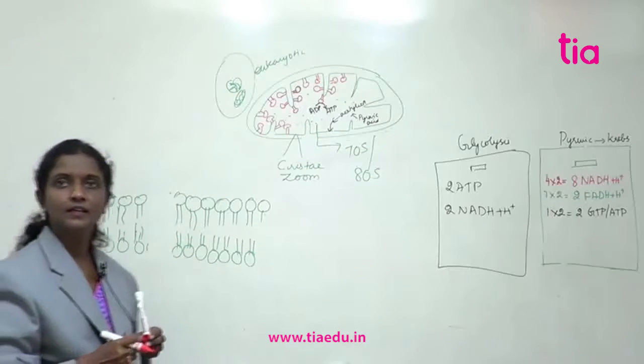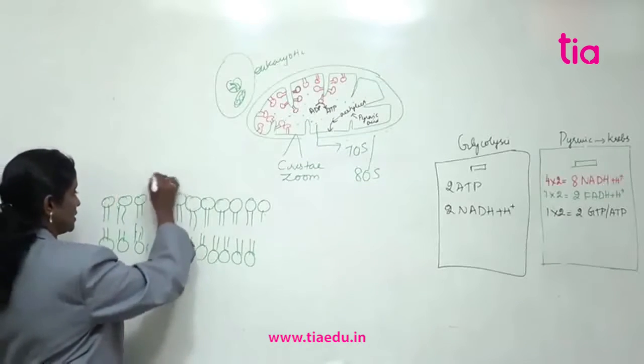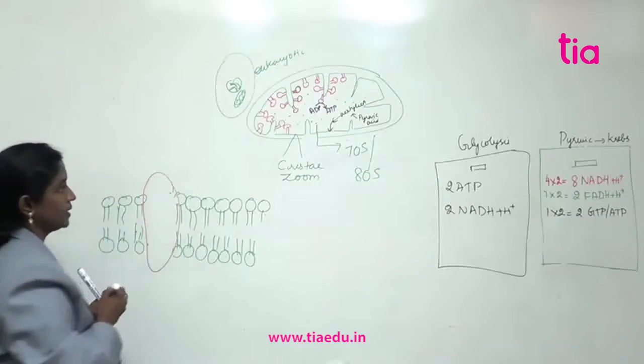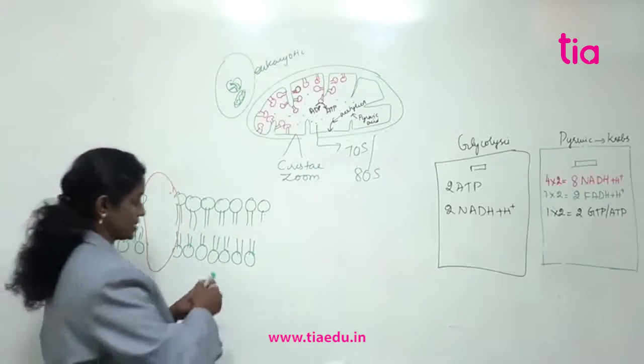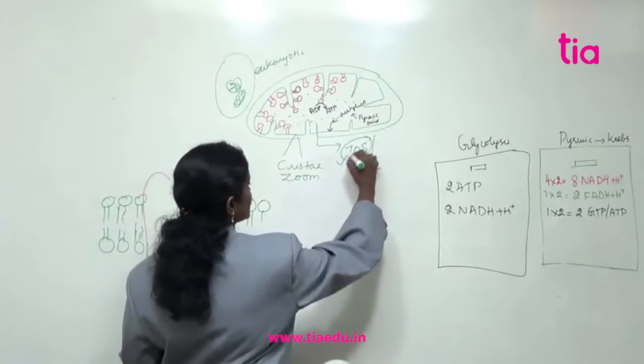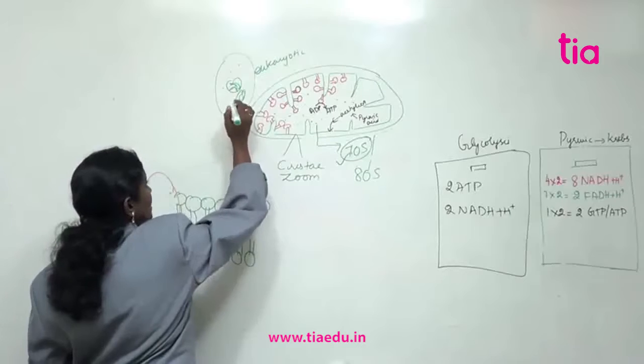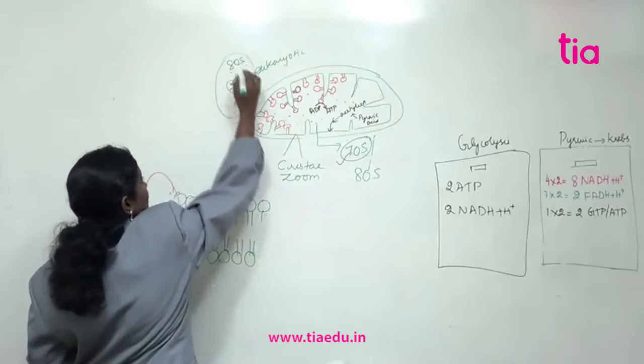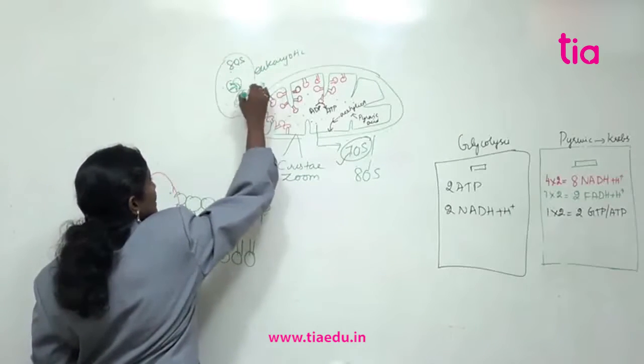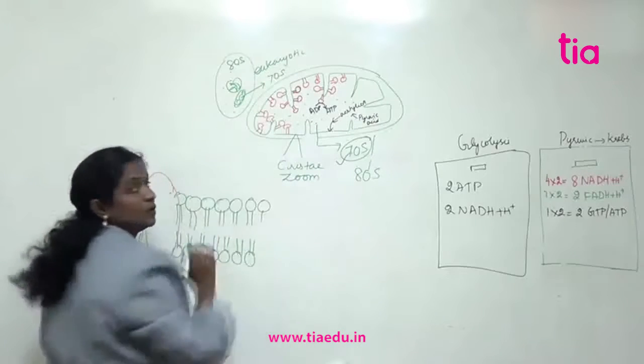Somebody's answered there. Yes, fantastic answer. Good. 70S. Okay, so 70S is the answer. Though it is inside a eukaryote, every other place in eukaryotes, the ribosomes present are 80S, whereas the ribosomes present inside mitochondria are 70S. Okay, good.